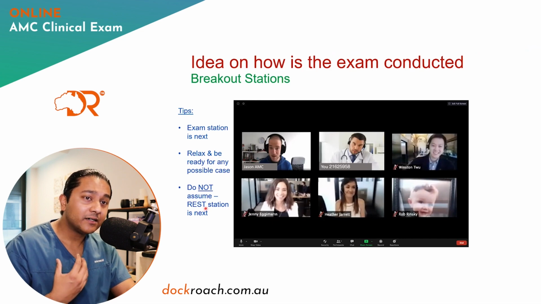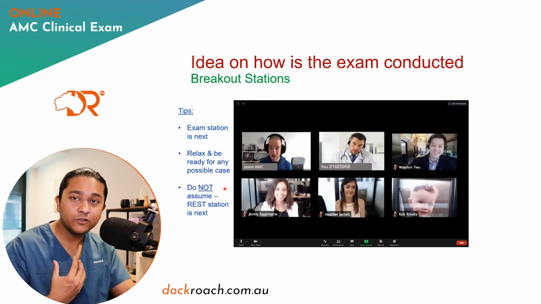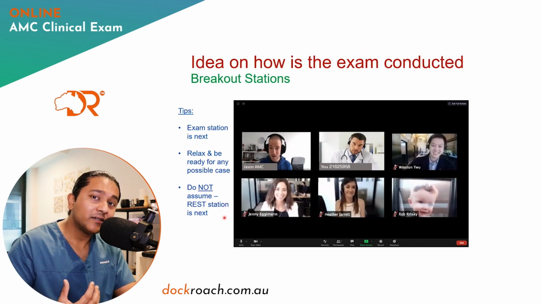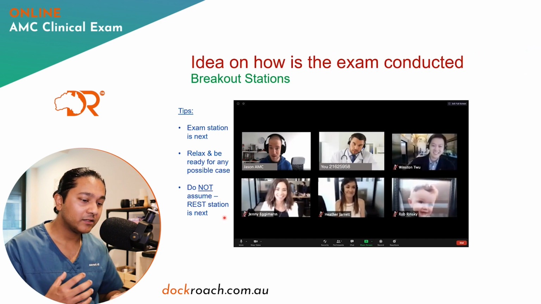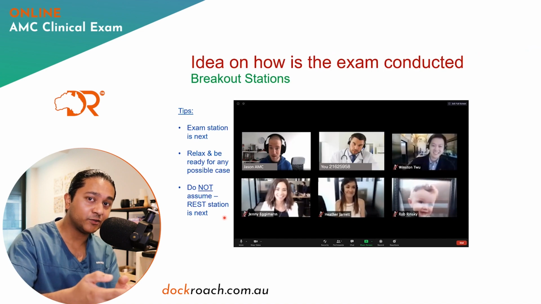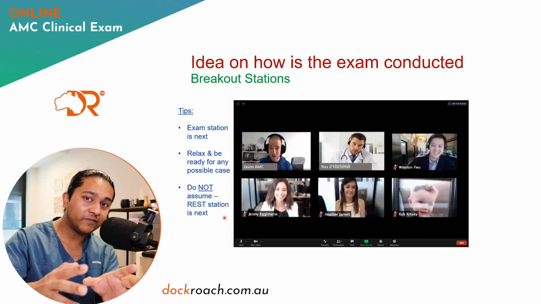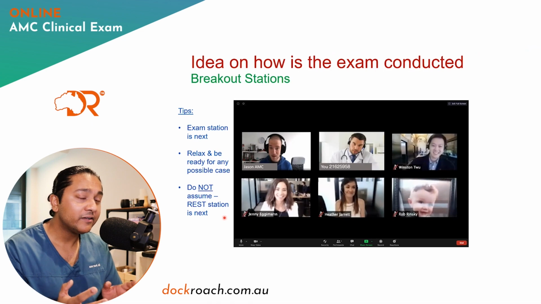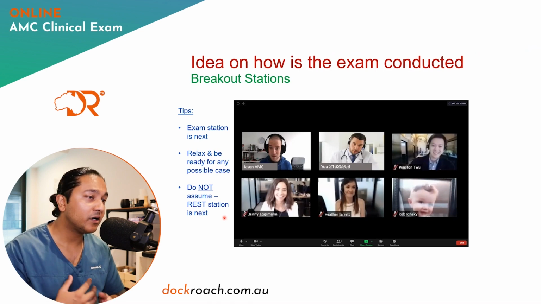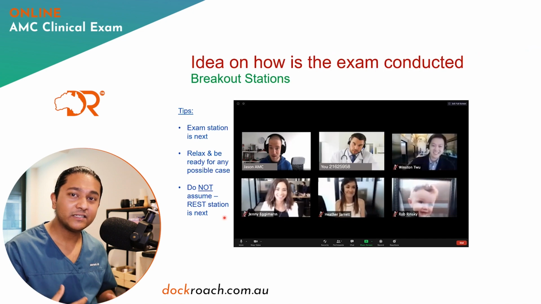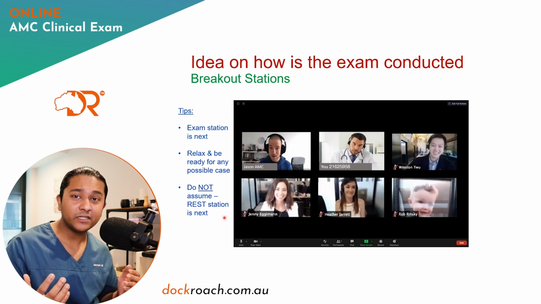My third tip of the day is do not assume that you're going to have a rest station next. Unlike the face-to-face exam, where you can physically see that your next station is an actual station, and following that, you come out and have a rest station. In the face-to-face exam, you can do that. But in the online exam, there's no way of telling what your next station is. You can't predict. The algorithm is run purely by AMC. You can get a physical examination station. You can get a counseling, diagnostic, or history-taking station. It can be anything. It can also be a rest station.